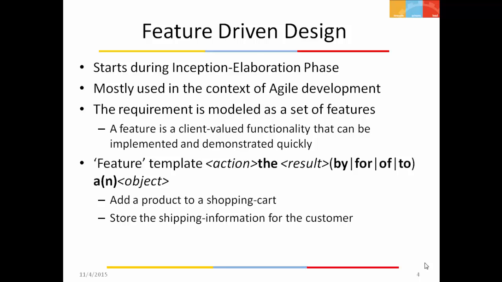An example is that add is an action, then add what? Add a product, that's a result, to a shopping cart. So essentially it is a shopping cart to which a product needs to be added. Therefore adding a product becomes a feature of a shopping cart, which is an object. Similarly, store the shipping information for the customer. Then customer is an object which is going to have the feature of storing the shipping information.